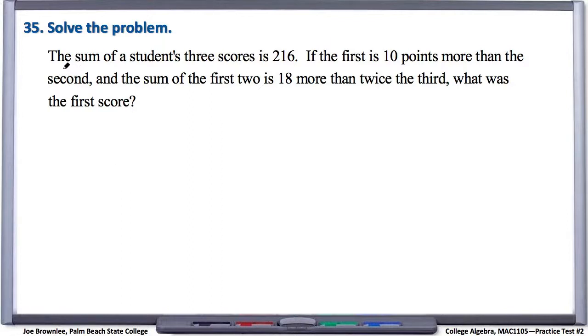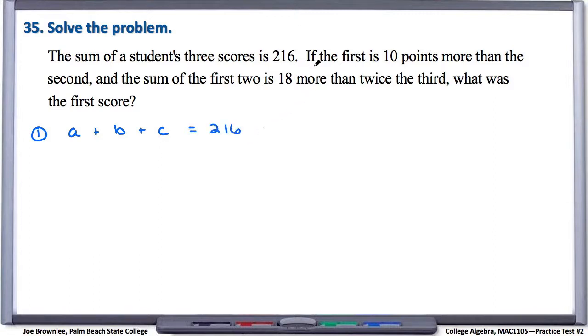So the first sentence here, the sum of a student's 3 scores is 216. So let's come up with equation 1. If the sum of a student's 3 scores is 216, we can let score 1 be indicated by A plus B, which will indicate score 2, and then plus C, which will indicate score 3. And the sum of these 3 scores, we're told, is 216.